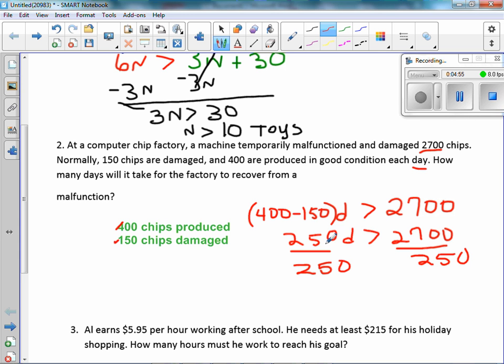Now we can cancel out the 250, and the number of days is greater than or equal to 10.8, or 11 days rounded off. There's no point in 0.8 days. So it's got to be greater than or equal to. So let's put the line underneath there. So the number of days would be 11 days.